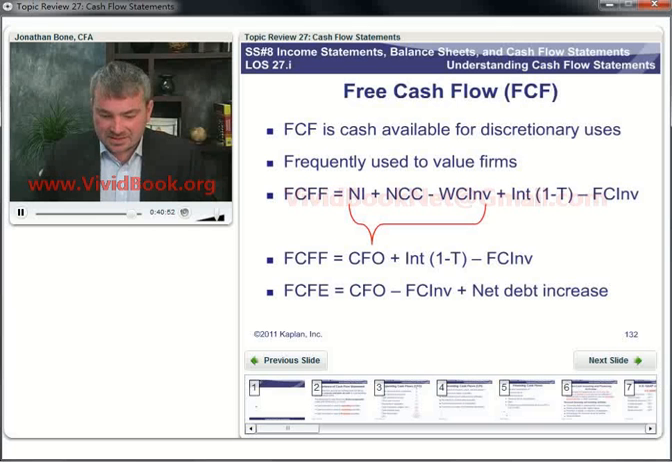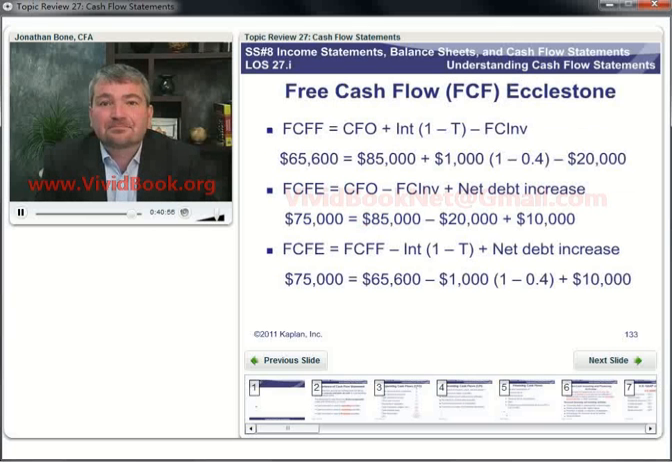So we're going to just do this, as the LOS says, calculate, we're going to do it for our company, Eccleston. So let's take CFO, $85,000, add back net interest. Well, our interest expense was $1,000, and remember we were told way back that our tax rate for this company was 40%. We then need to subtract our fixed capital investment, and we're just going to use our CFI as a proxy for this, so $20,000. So that would give Eccleston a free cash flow to both debt and equity holders of $65,600.